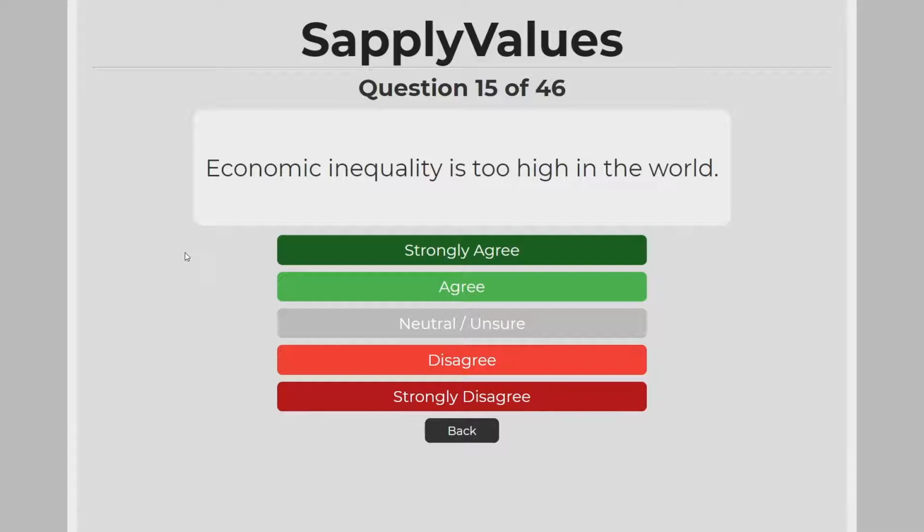Economic inequality is too high in the world. I honestly don't know why anyone would not put strongly agree. I can't think of any instances where it would not be. I think there's 100 people or 400 people in the world that hold like 50% of the wealth. So, I don't know how much higher it can get, but yeah, strongly agree.